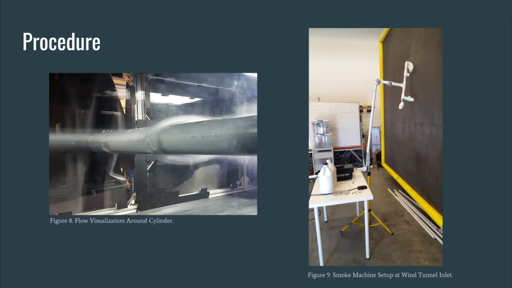Once pressure readings were completed, the smoke machine was then positioned at the inlet of the wind tunnel as shown in Figure 9. The location of the smoke machine was adjusted until optimal flow visualization over the cylinder was achieved. At this point, flow visualization was recorded and then the smoke machine was removed from the inlet of the wind tunnel. This process was then repeated at 600 RPM.